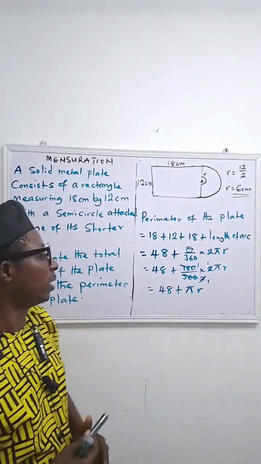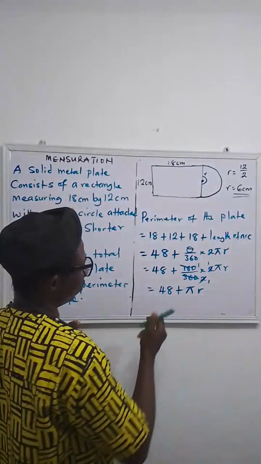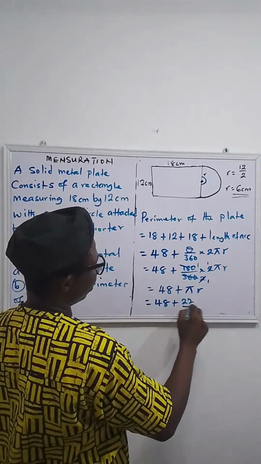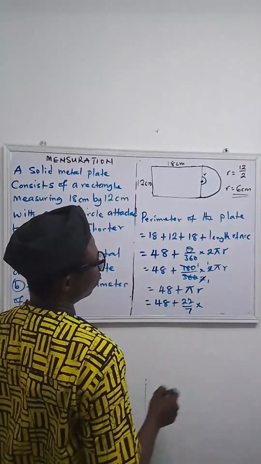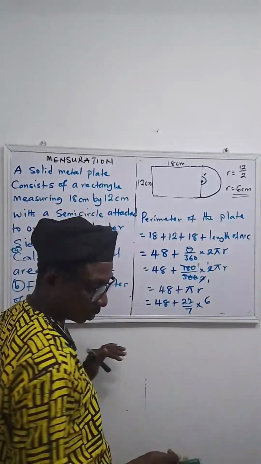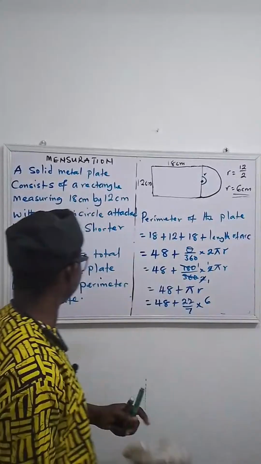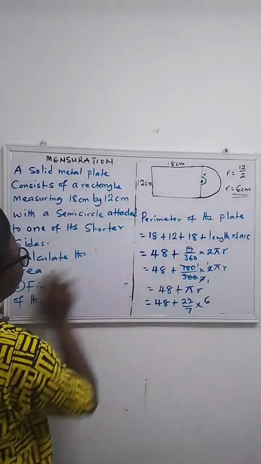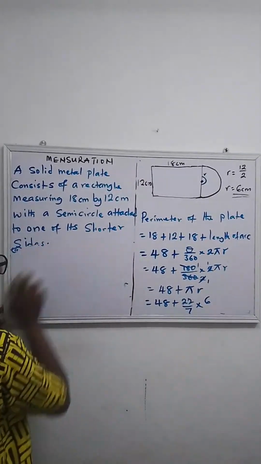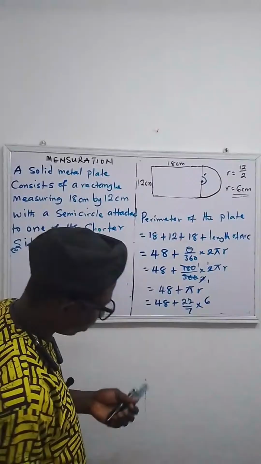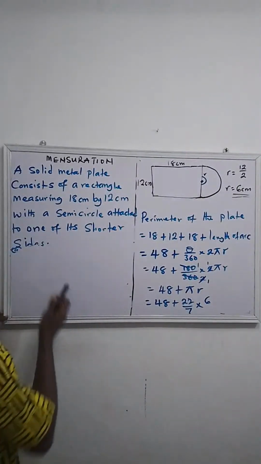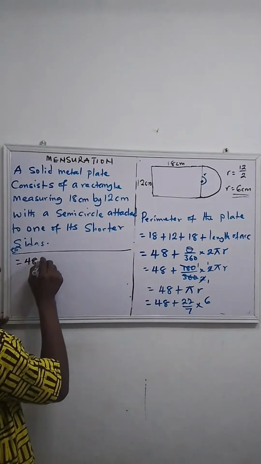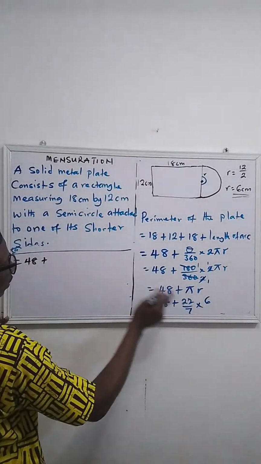All right. So now, can we plug in the values? We have 48 plus 22 over 7 times r. R is 6. So what do we have here? We have 48 plus, and let's multiply this.